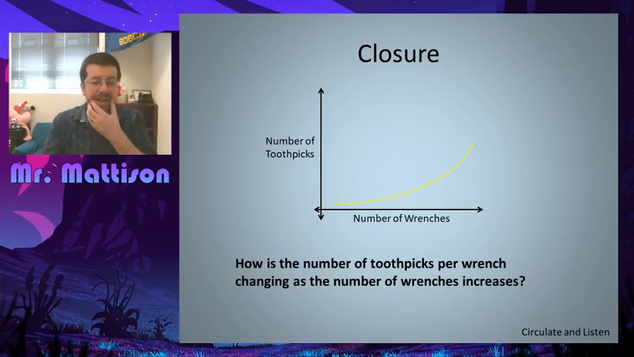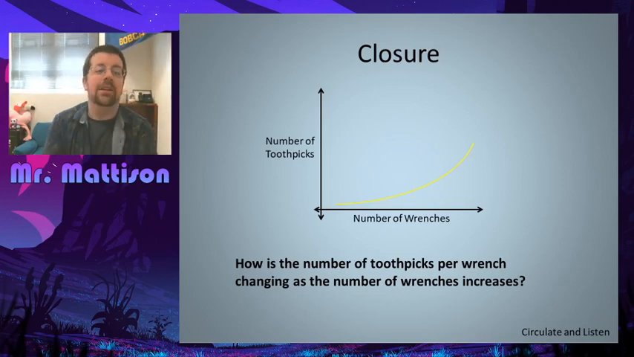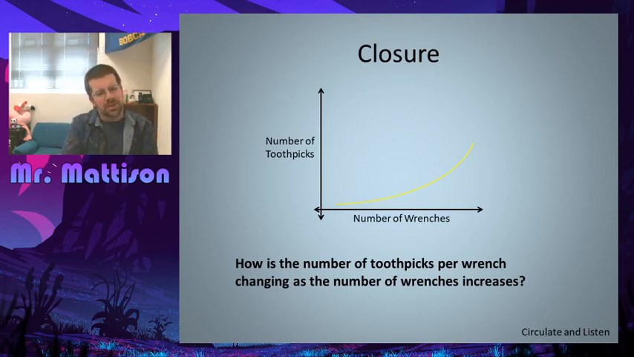Now, for our closure, I gave you this really weird graph that I made purposefully weird because I want you to focus on the wording as opposed to just using your intuition of what speed and acceleration and all of that kind of thing are. So I have a graph here of toothpicks to wrenches, or wrenches to toothpicks, depending on how you want to say it, right? So how is the number of toothpicks per wrench, so that's a rate, changing as the number of wrenches increases? And how do you know that? So think about that for a second.